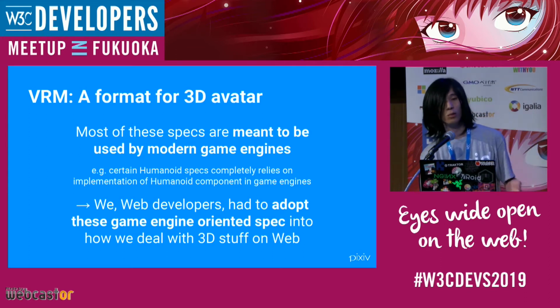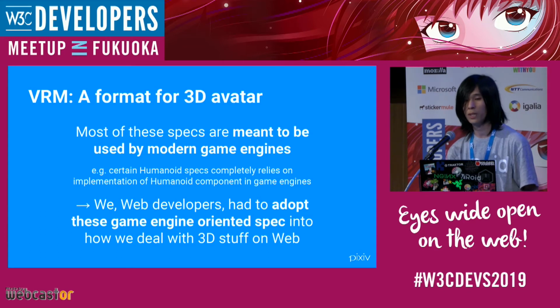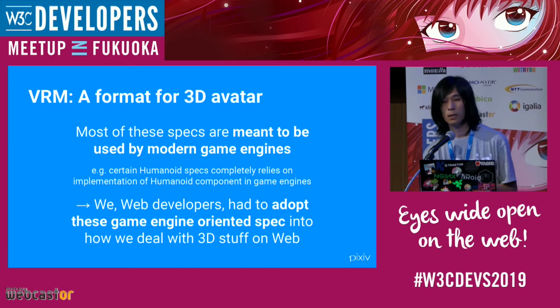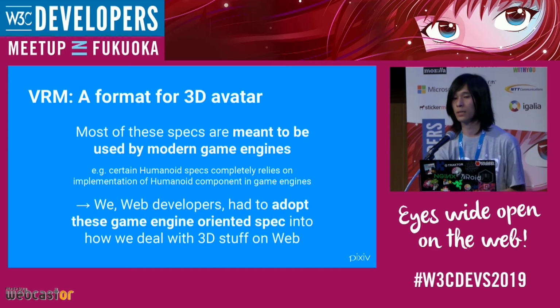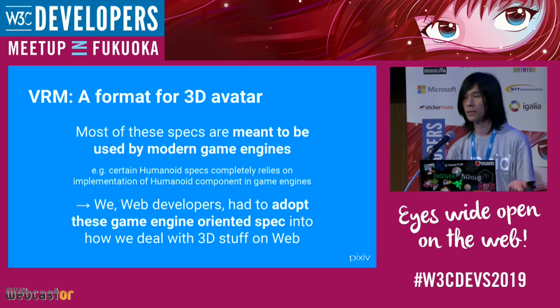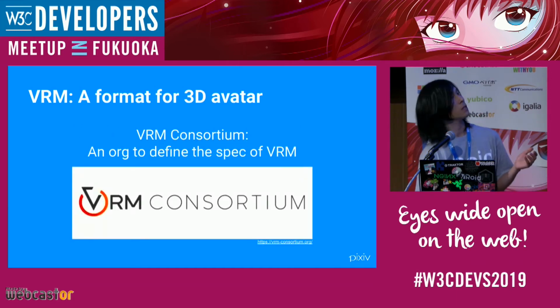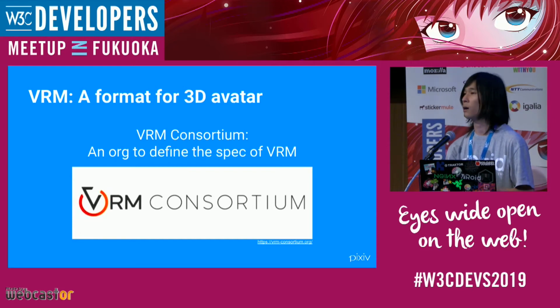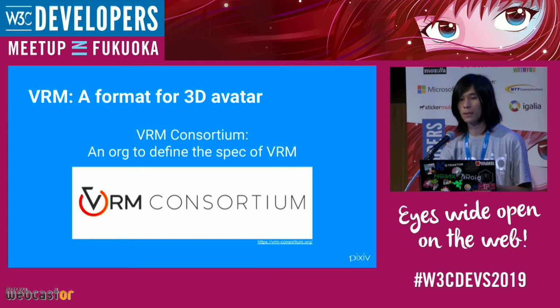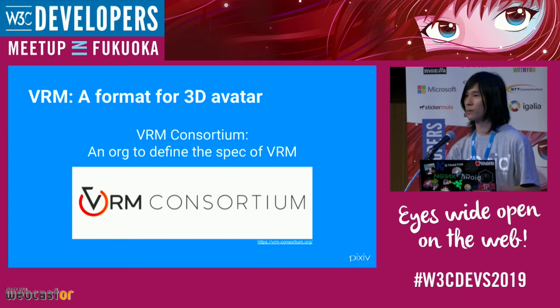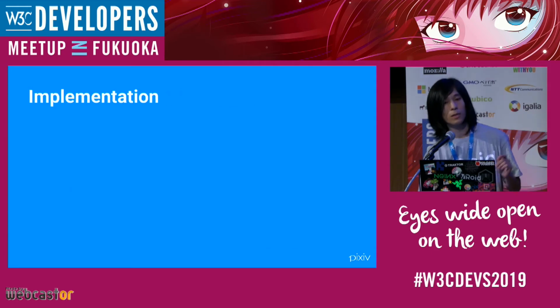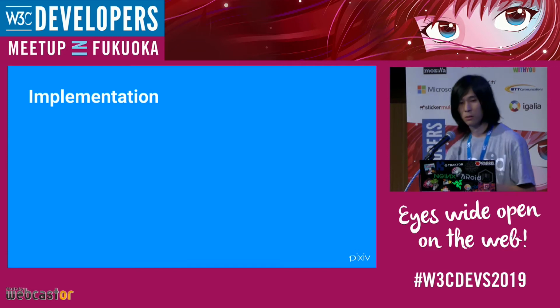However, most of these specs are meant to be used by modern game engines like Unity or Unreal Engine. So we had to adapt the spec to how we treat 3D on the web. Also, Pixiv is one of the committee members of an organization called the VRM Consortium, so we are discussing the specification of the VRM format. Well, let's go on to talk about implementation.